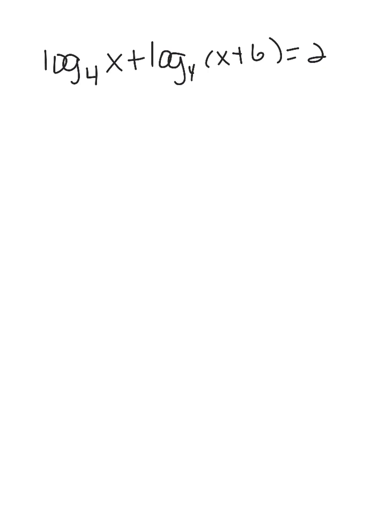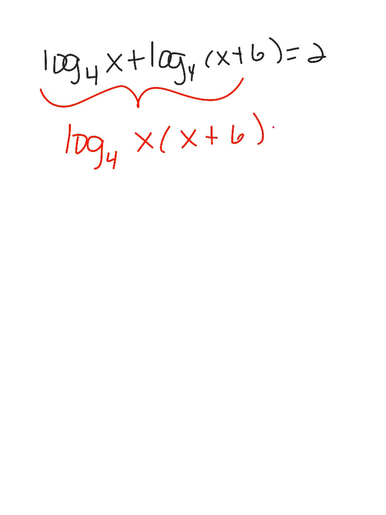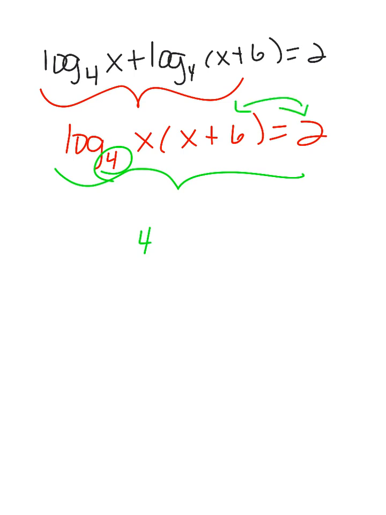Okay, so for 5C, again, we have to condense. So it's log base 4 of x times x plus 6 equals 2. Now notice, there's not log on both sides. So you're going to have to take this and put it into exponential form. So the base is 4. So it's 4, and then these two switch. So it's 4 squared equals x times x plus 6.